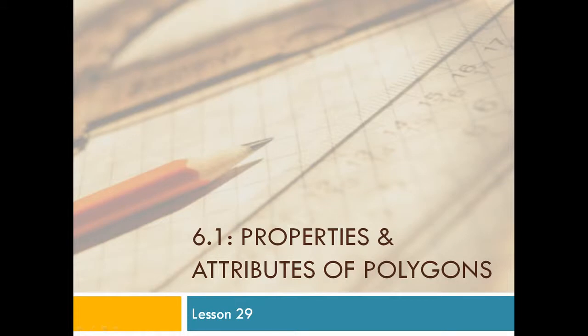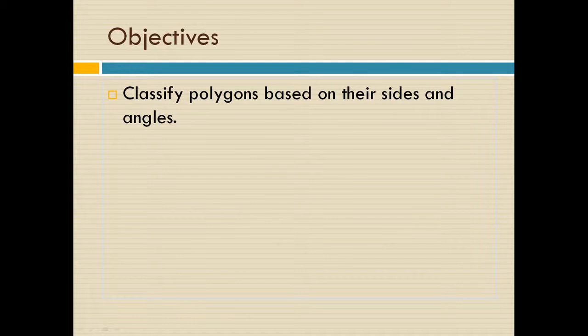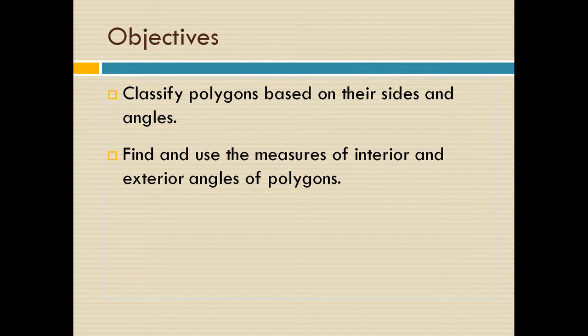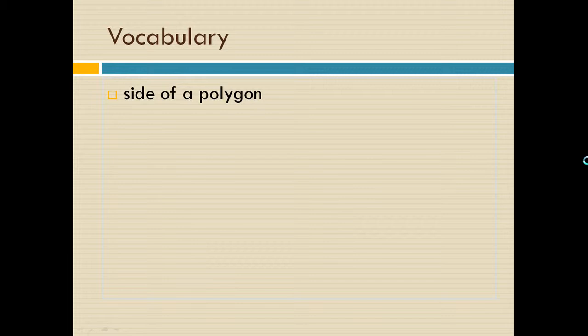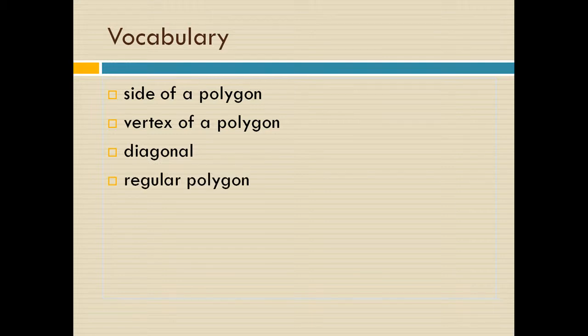Lesson 29. Attributes of polygons. The objectives of the lesson are to classify polygons based on their sides and angles, and to find and use the measures of interior and exterior angles of polygons. The vocabulary for the lesson are side of a polygon, vertex of a polygon, diagonal, regular polygon, concave, and convex.